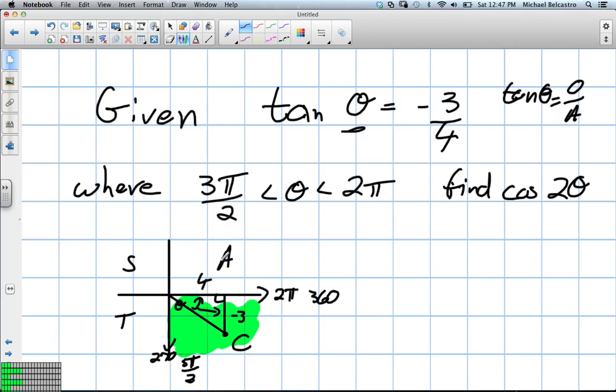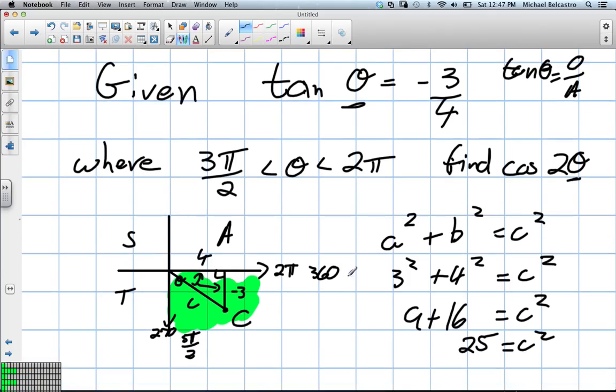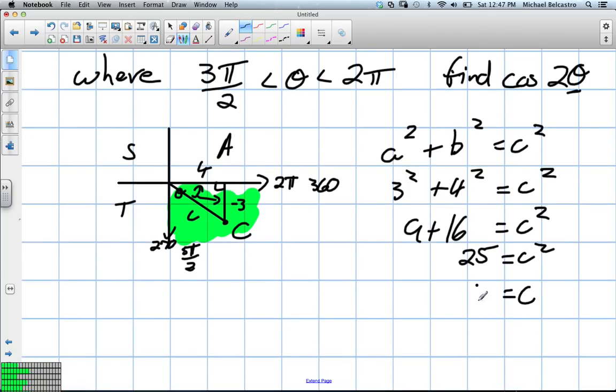Great. Well, in order to actually find out what cos theta might be, or in this case cos 2 theta, we are going to need to find out what our hypotenuse is. So we'll call this c. And there's a really simple way of doing that with Pythagoras' theorem. a squared plus b squared is equal to c squared. So we've got 3 squared plus 4 squared equals c squared. We're looking at 9 plus 16 is equal to c squared. 25 equals c squared, which means c is 5. Good. So c is the value of 5.